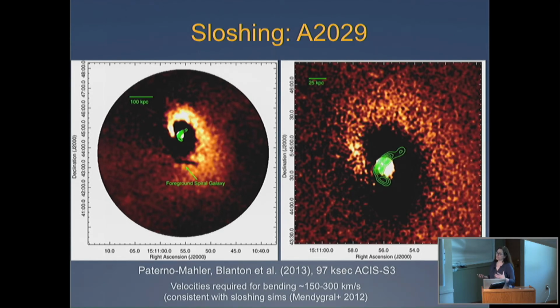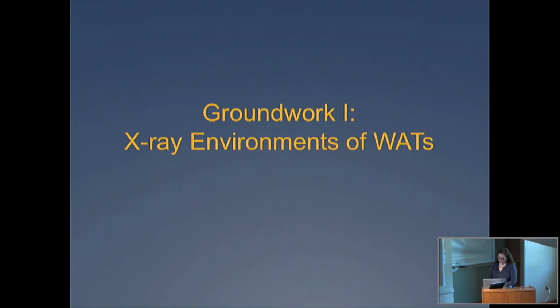So you don't necessarily need a really large-scale merger with a velocity of 1,000 kilometers per second in order to get that bending. And this is consistent with the numbers that you get when you look at simulations of sloshing and interaction with these sources.